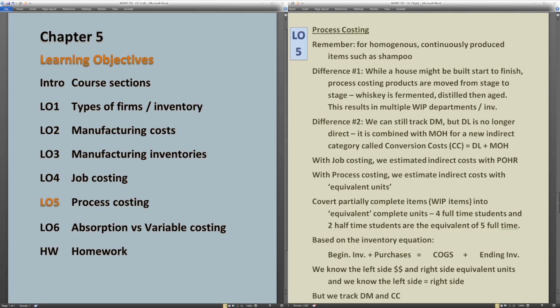And that's essentially what process costing is, how to apply the dollars we know to the unknown ending inventory and COGS. And we use process costing that way. And we track it in these two categories, the direct materials and the conversion costs. Well, that all seems very abstract, so let's take a look at an example.